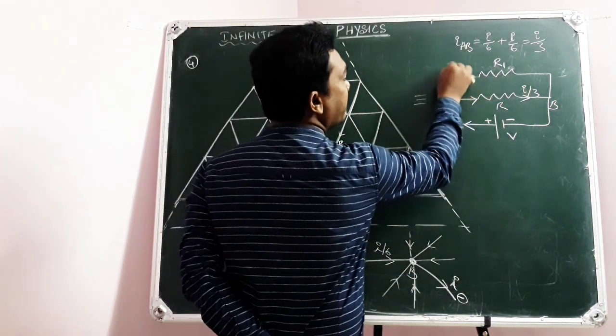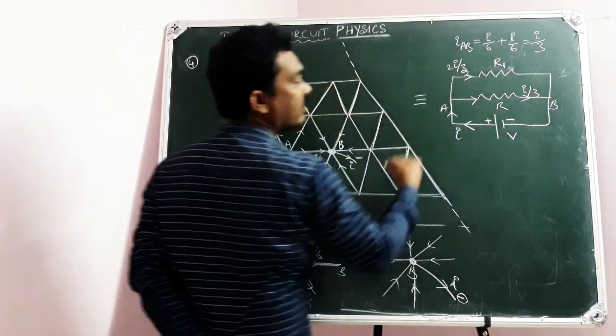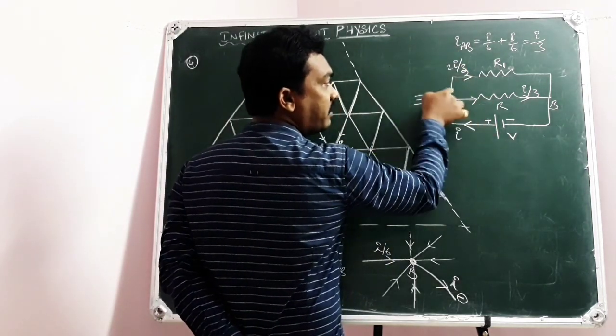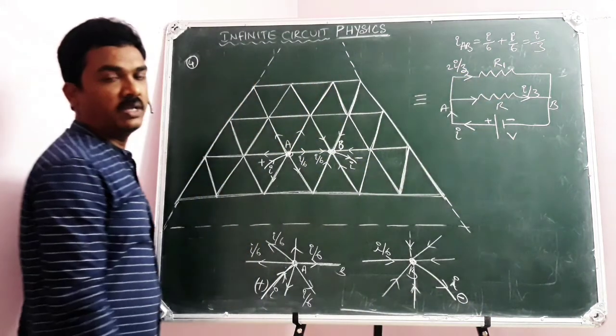Then through the path AB, I have seen I by 3 current is passing. Then through this path, there will be 2I by 3, because in total I by 3 is passing through AB. Then I minus I by 3 will pass through R1, which is 2I by 3.